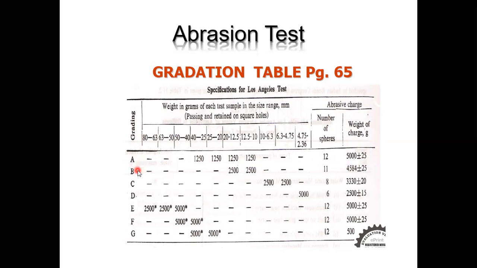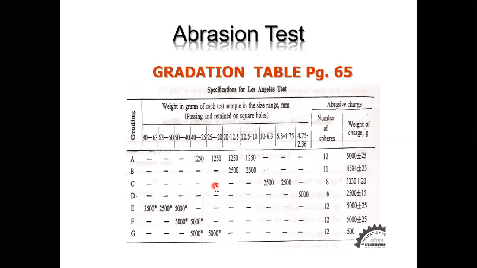Similarly, if you go for B grade materials, like उसमें सिर्फ 20 passing 12.5 retaining 2.5 kg रहेगा and 12.5 passing 10 retaining 2.5 kg रहेगा. टोटल 5 kg रहेगा. But abrasive charges 11 use करने वाले हो तो उसके हिसाब से उसका वेट रहेगा. Like that only for C grade, D grade, E grade के लिए. E grade के लिए देख सकते हो 80 passing 63 retaining, 63 passing 50 retaining, 50 passing 40 retaining, like 2.5 kg, 2.5 kg, 5 kg रहेगा respectively. At total 12 charges रहेगा. So like that you decide.